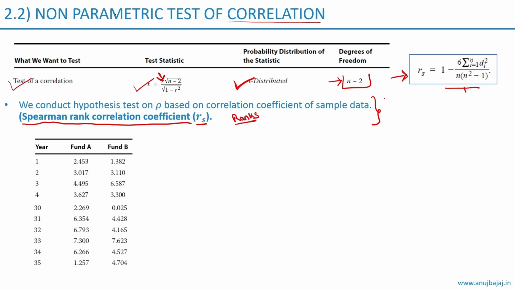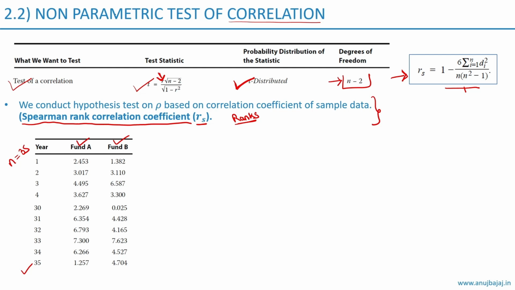For example, we have two funds, Fund A and Fund B. We have collected the annual returns for the past 35 years. So our sample size is 35, and we have 35 annual returns for all the 35 years.